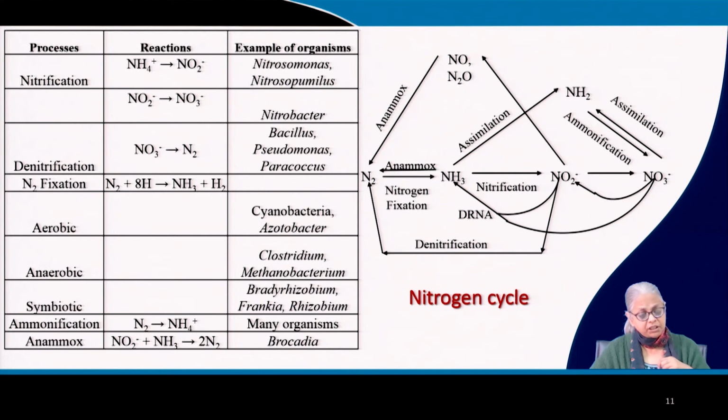Then we have ammonification, where organic nitrogen is converted to ammonia. Many bacterial species are capable of doing that, and in fact, I think we are also capable of doing that. Anammox, where you have nitrite and ammonia converting to inert nitrogen gas. This is a very specific reaction that is mediated by Brocadia.